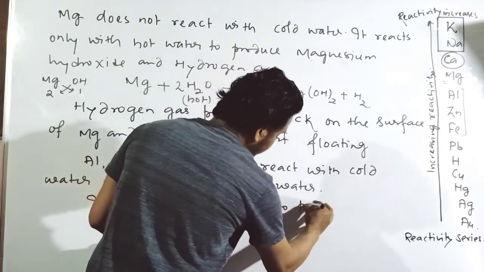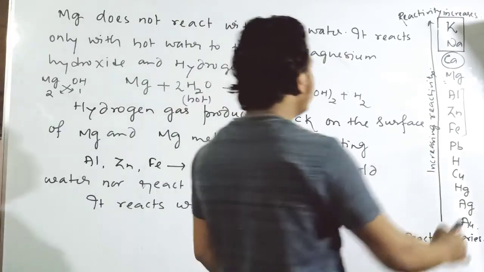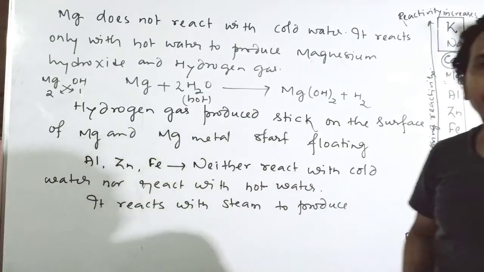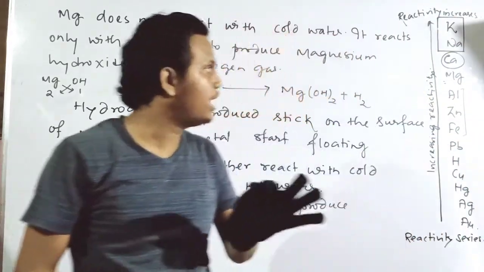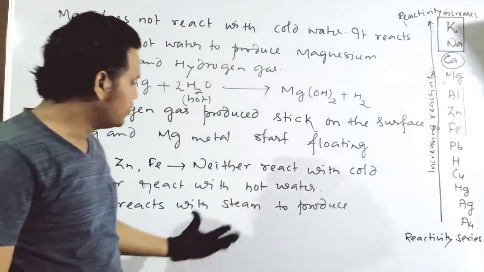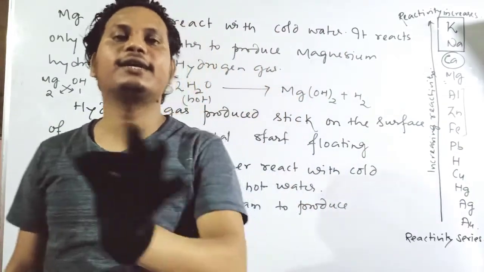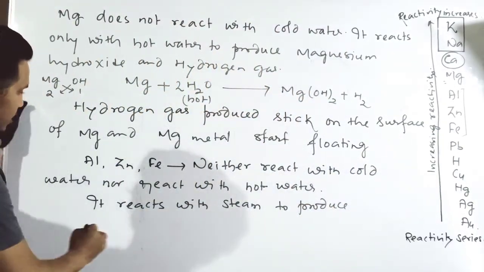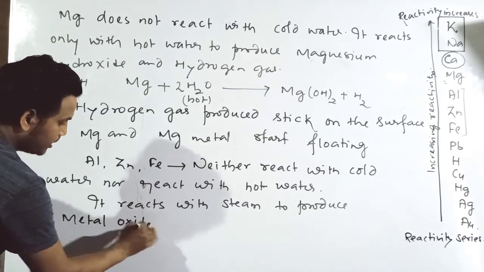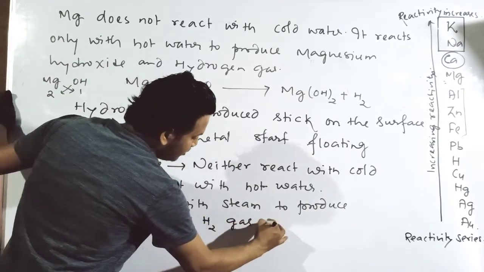Now here the product is different. So we have potassium, sodium, calcium, magnesium. In this case, metal hydroxide and hydrogen gas. But in the case of these three, metal oxide and hydrogen gas are produced. Metal oxide, not hydroxide.